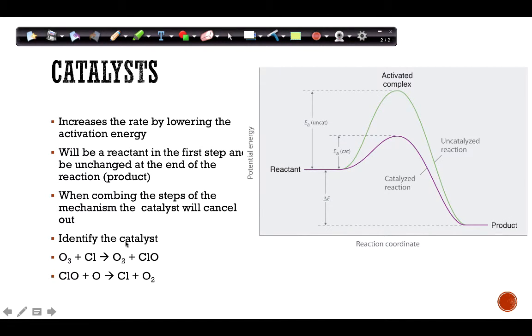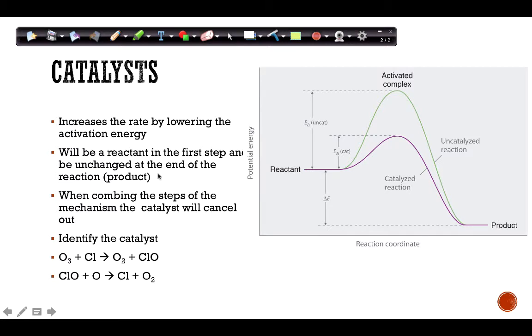Okay, a catalyst will lower activation energy. Essentially what happens is that it will provide a different mechanism for the reaction to go through, which requires less energy. So it increases the rate by lowering that activation energy. If you're given a diagram, that's what you should see happening to the activation energy with a catalyst. So the hump will be lower.